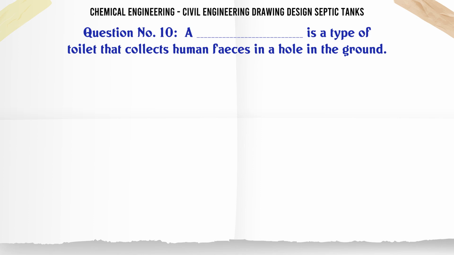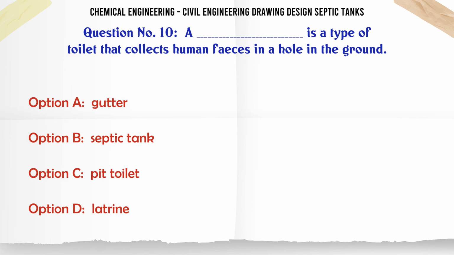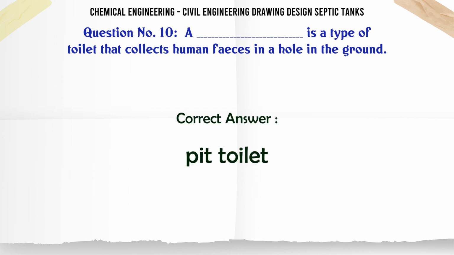A is a type of toilet that collects human faeces in a hole in the ground. A. gutter. B. septic tank. C. pit toilet. D. latrine. The correct answer is pit toilet.